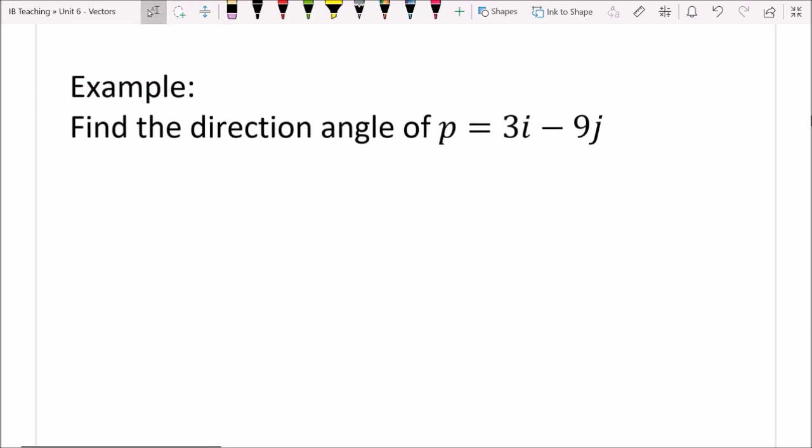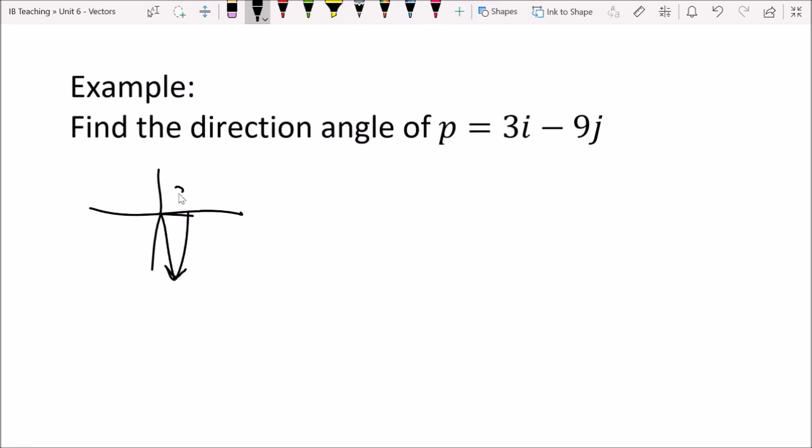Okay, let's do this one. This would be a great chance for you to pause the video and test your skills. If you're ready, hit play, and I'm going to walk through it. 3 to the right, 9 down. So 3 to the right, 9 down. There's the vector. 3 to the right, 9 down. I want to know the angle in there.